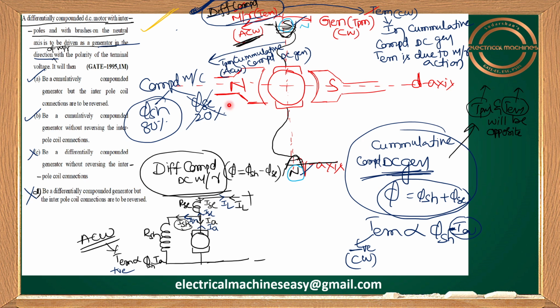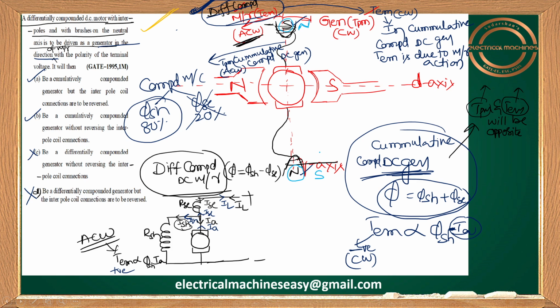In the direction of cumulative compound generator, in the anti-clockwise direction, if you want to decide the polarity of this interpole, what is the ahead main pole here? South. So let me write here south. Obviously, in place of south, north has to come. In place of north, south has to come.